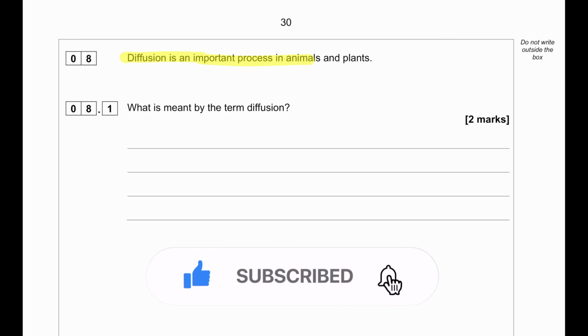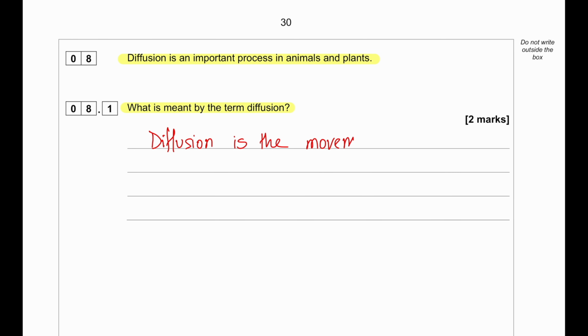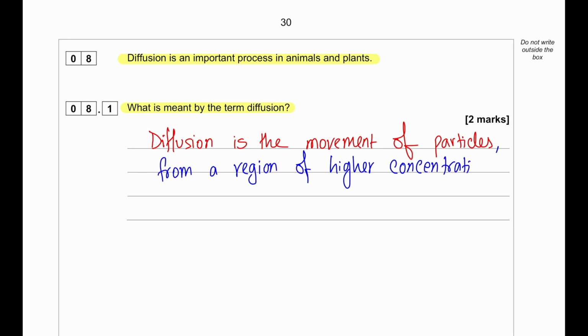Diffusion is an important process in animals and plants. What is meant by the term diffusion? So diffusion basically refers to the movement of particles from a region of higher concentration to a region of lower concentration.